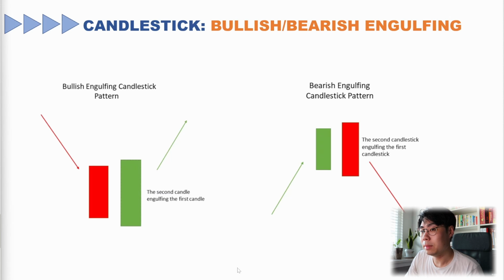On the other hand, the bearish engulfing tells the opposite story, where there is a trend reversal from an uptrend to a downtrend, with a bigger bearish candle that engulfs the previous day's green candle.